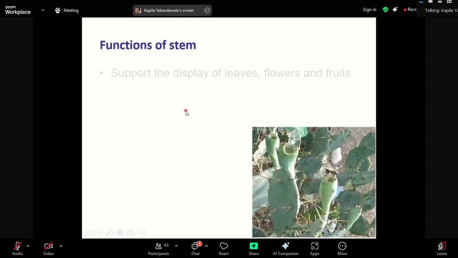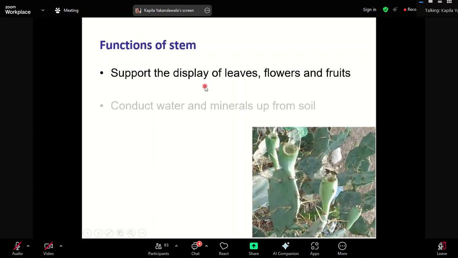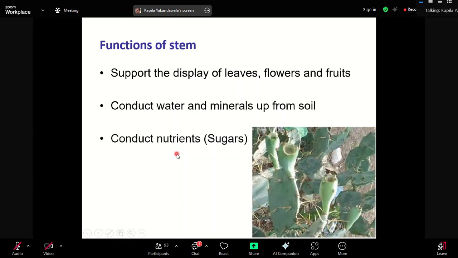What are the functions of stems? Stems support the display of leaves, flowers, and fruits. They bear and display leaves, flowers, and fruits. Then also they conduct water and minerals up from roots to the leaves. Then conduct nutrients in the form of sugars. They give protection. As an example, these thorns of Opuntia give protection. Then they manufacture food. If you look here, the stem is green in color. It doesn't have leaves, so they can produce their own food.